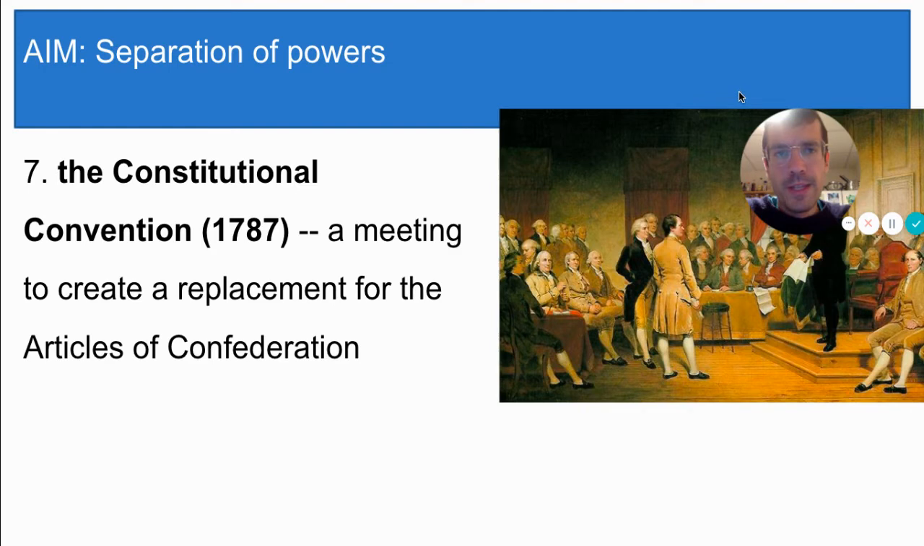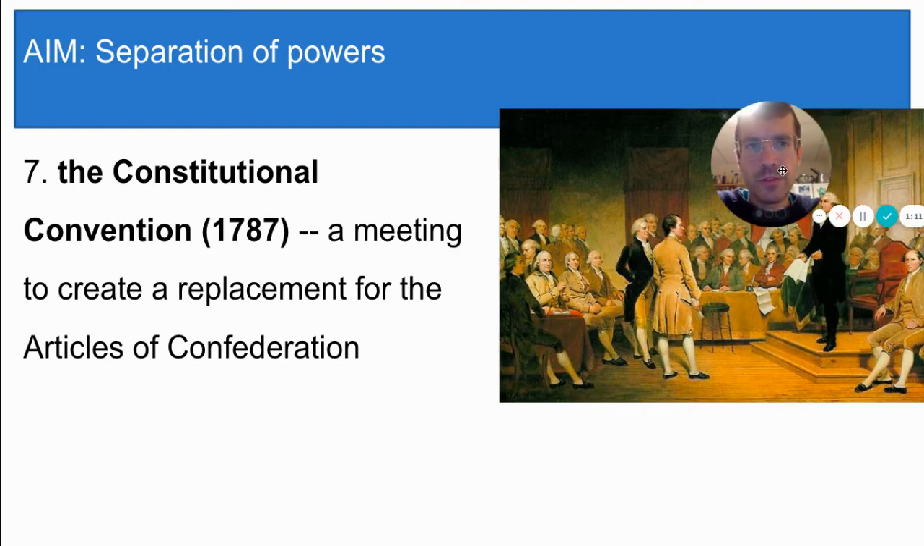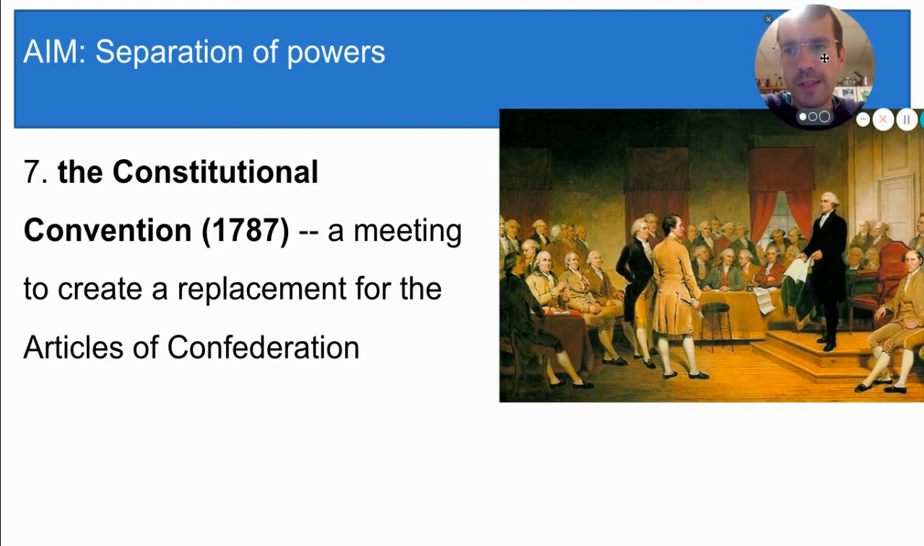In 1787, delegates or representatives from each state met in Philadelphia, Pennsylvania to create that new constitution. This meeting was called the Constitutional Convention. The delegates were not a very good representation of the country's population. All of them were white men, and most of them were wealthy. There were no women, Native Americans, or African Americans in attendance.